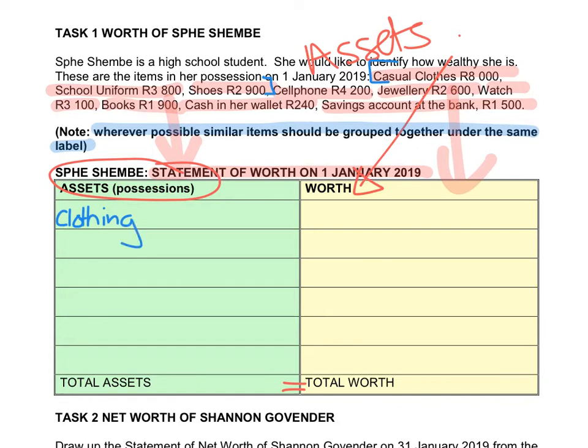So the first thing you can do is casual clothes, which was 8,000 rand, and you can cross it off, plus your school uniform, which is 3,800, and you can cross it off, plus your shoes, which was 2,900, and you can cross it off. And then you are going to find out what that total figure is. So you're going to put that in your calculator and add it all up. I'm going to give you some time to do that.